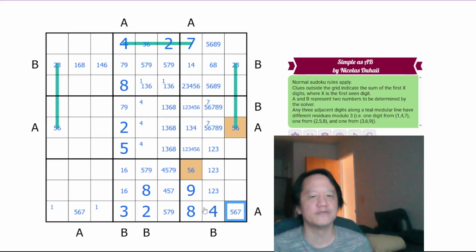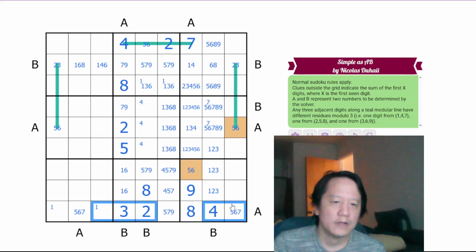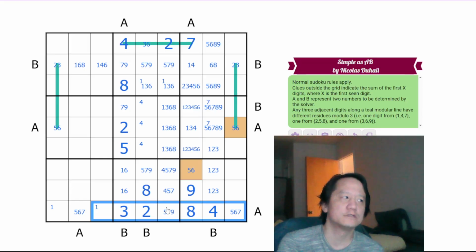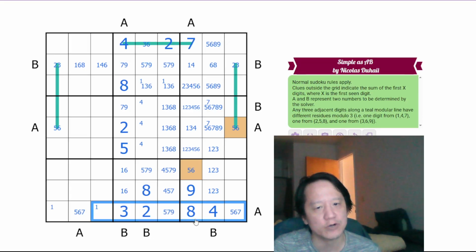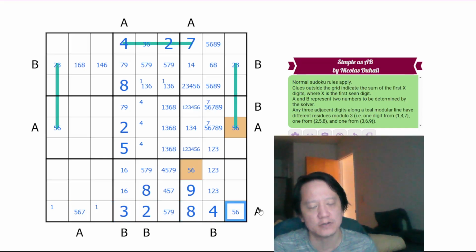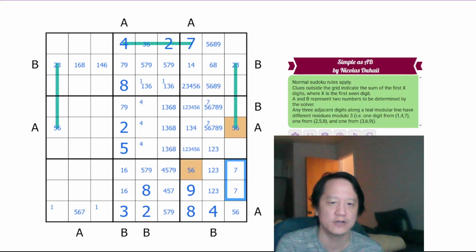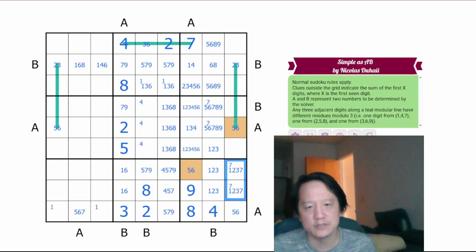Can we be 7? 7 would mean the remaining 2 digits have to add up to 45 minus 28, which is 17. But that requires 8 and 9 there, and that's not possible. So this cannot be 7. So this is 5. We have a 5, 6, 5, 6 pair in column 9. So the rest of the column cannot be 5 or 6. We have to have a 7 here, and this is 1, 2, or 3 here.